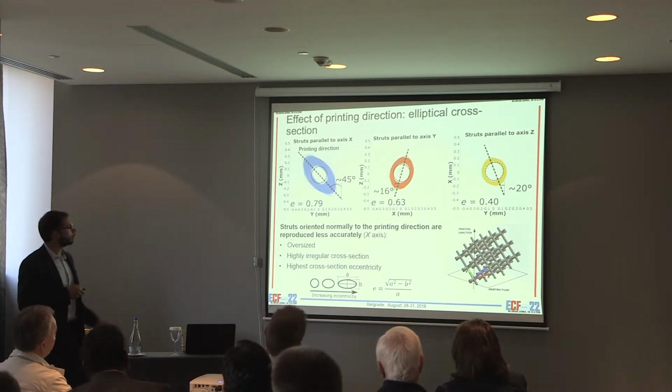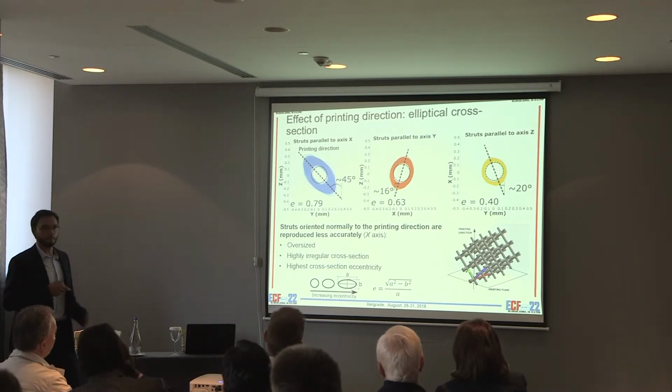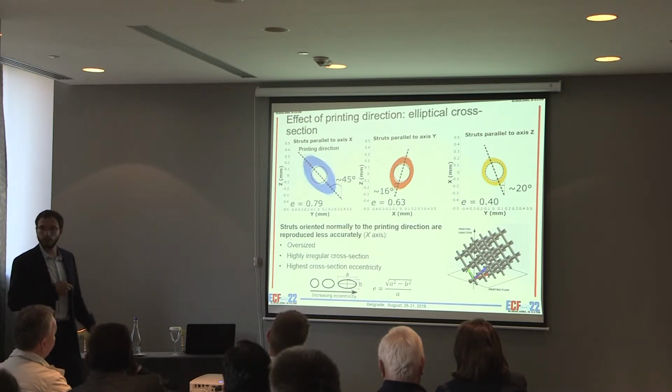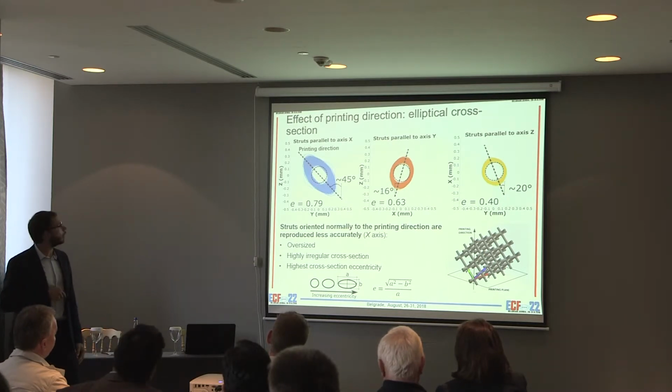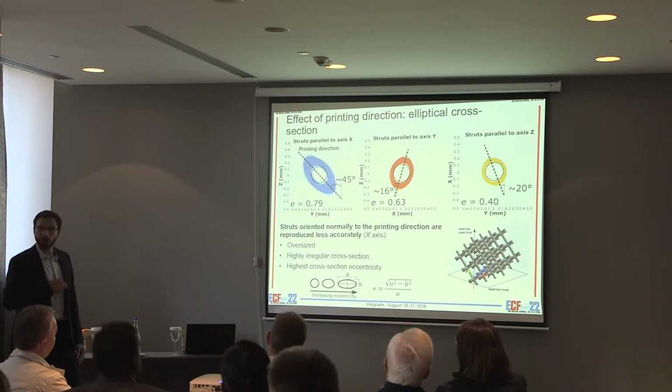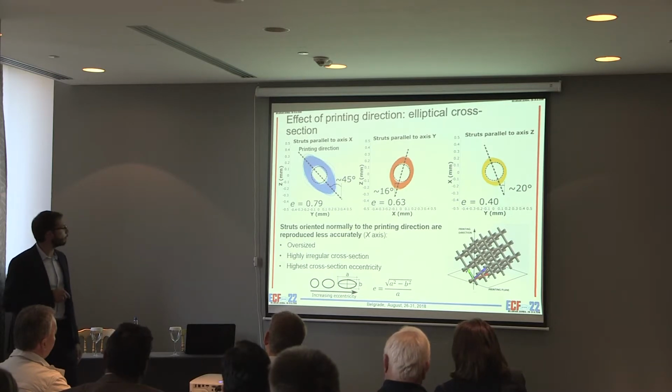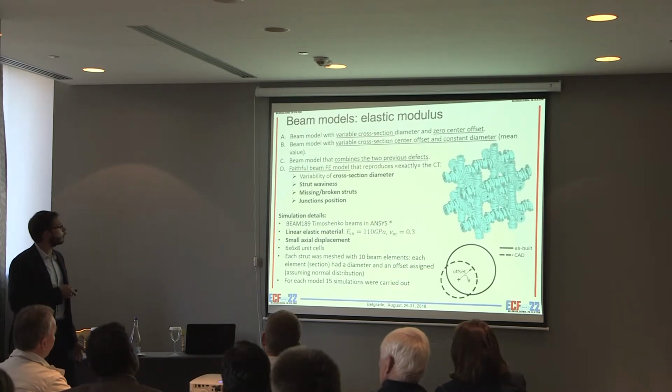From this observation, we can immediately conclude that in general we have geometrical defects in this kind of structure, and in particular struts which are aligned at zero or even small angles to the printing plane. They have high defectiveness, and this, as we will see in the next slide, affects the mechanical properties.